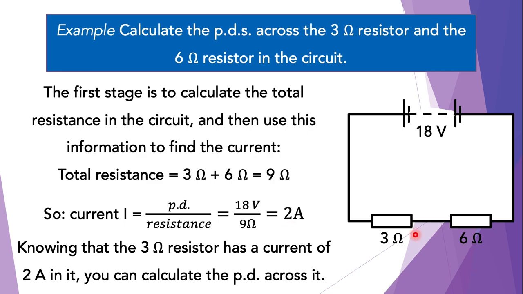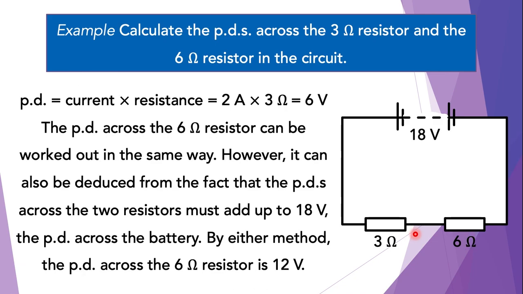So now we have the current as well as the resistance and the potential difference. Now that we know that the 3 ohm resistor has a current of 2 amperes in it, we can calculate the potential difference across it. We use this equation, and that is how we got the 6 volts. We use the same equation for the other resistor. The resistance would be changed to 6 ohms, and when we multiply 2 by 6, we get 12, of course. And remember that when we add up both of the potential differences, they should add up to the potential difference of 18 volts, which is across the battery.